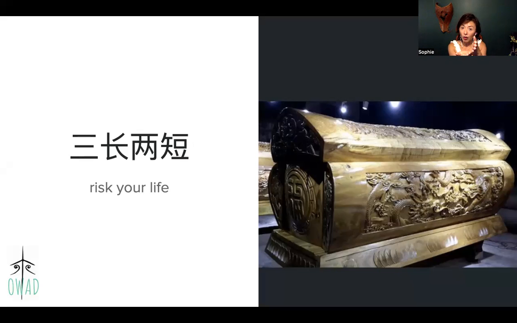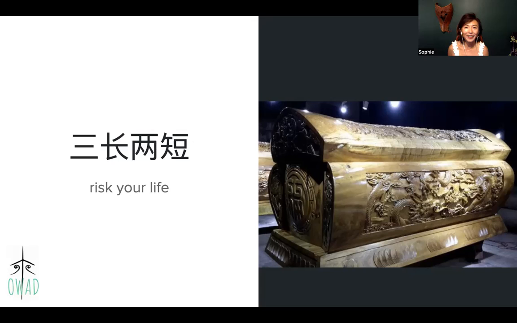These are three long panels, right? And then on the two ends are going to be two short panels. So these five pieces, apart from the lid, are the main materials that make up a coffin. So we don't say it may cost your life. We say it may cost you to get into those three longs and two shorts structure. It's implied that you may become a dead body if you take this risk. So that's our expression of 三长两短.